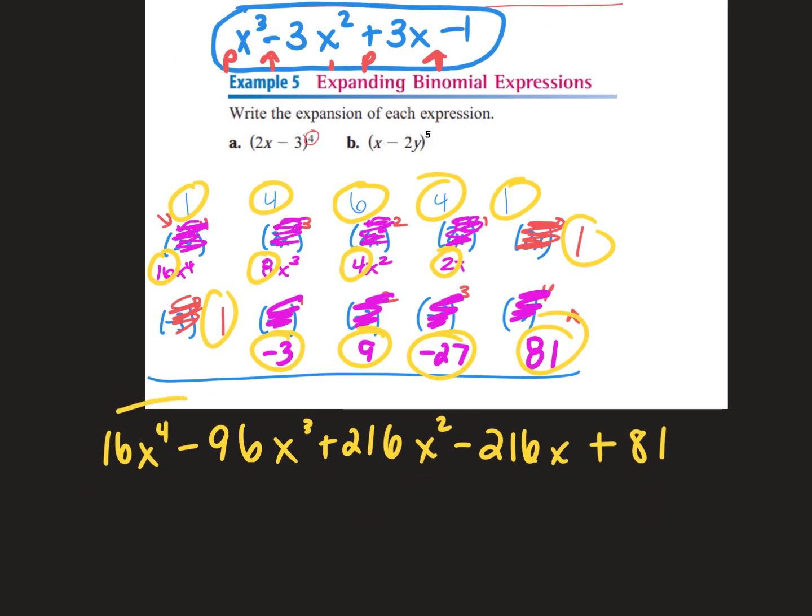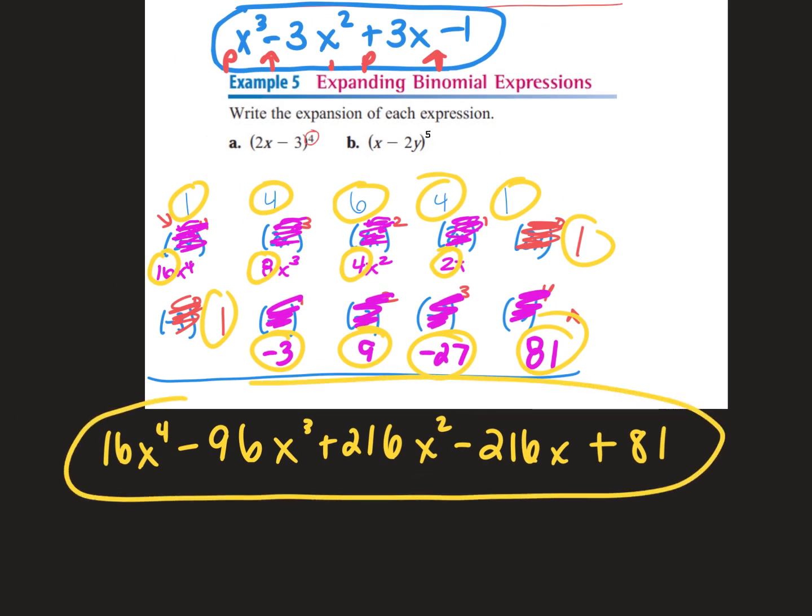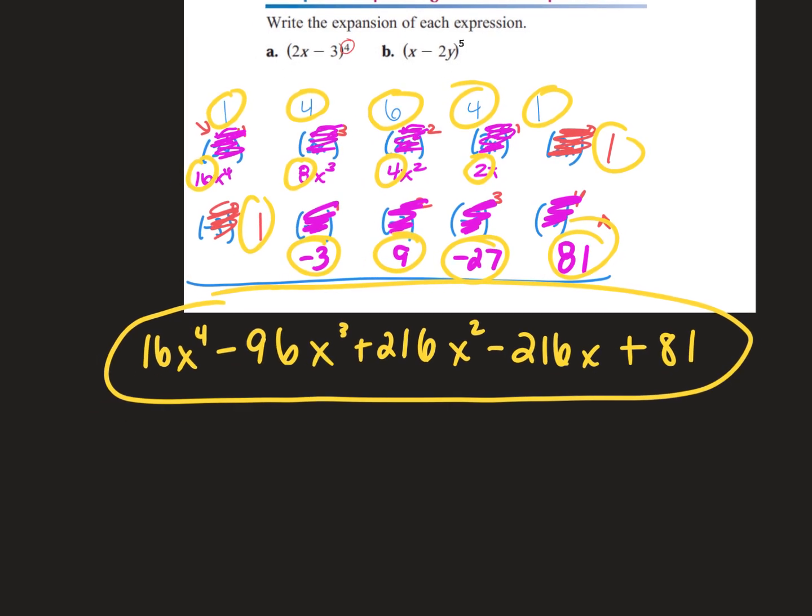So there, ladies and gents, you have just multiplied the binomial 2x minus 3 times 2x minus 3 times 2x minus 3 times 2x minus 3. Combine like terms, all that good stuff. And you've used Pascal's triangle. It's a great tool. So let's go ahead and do B.